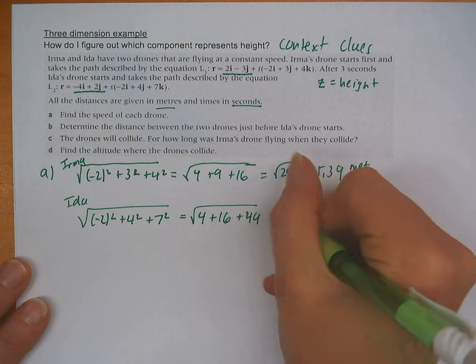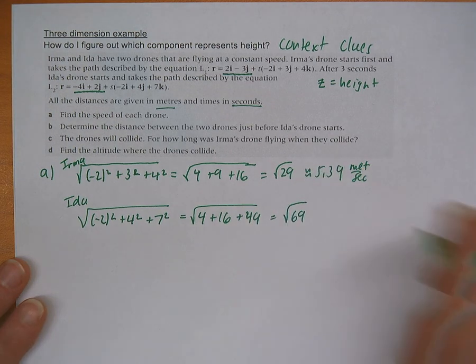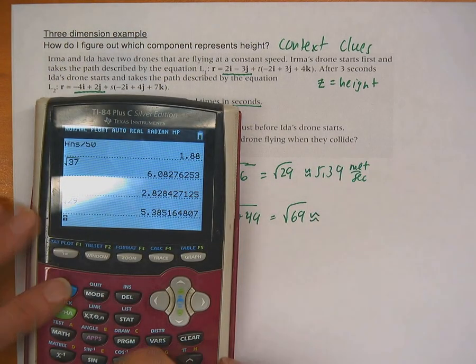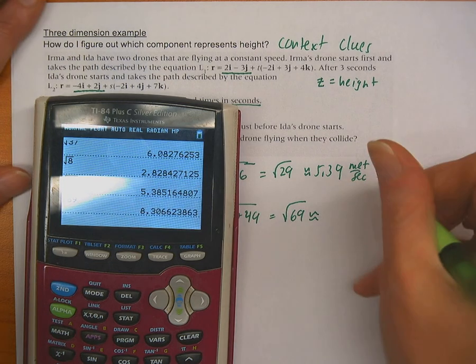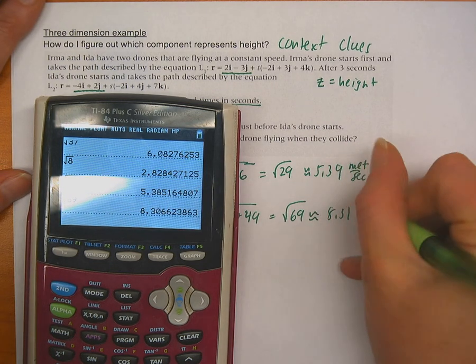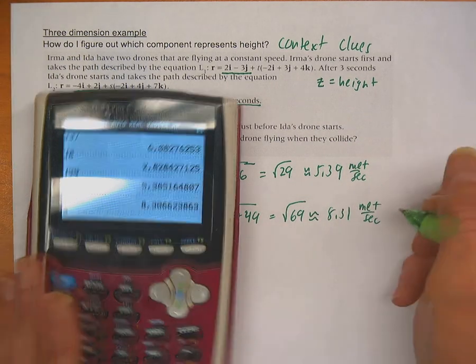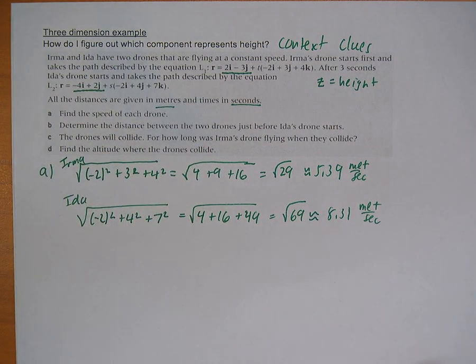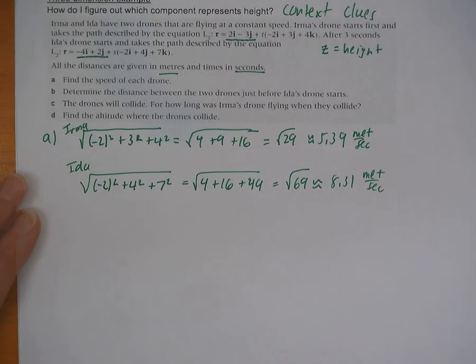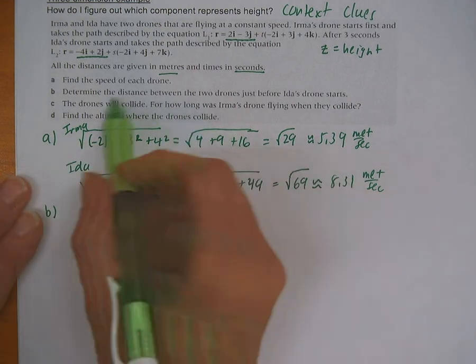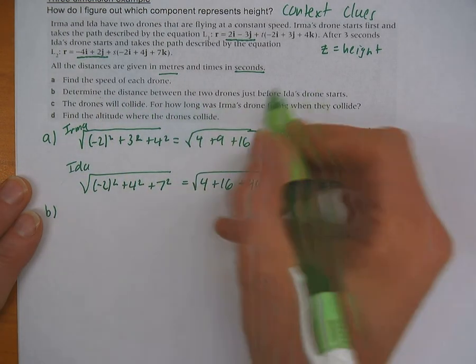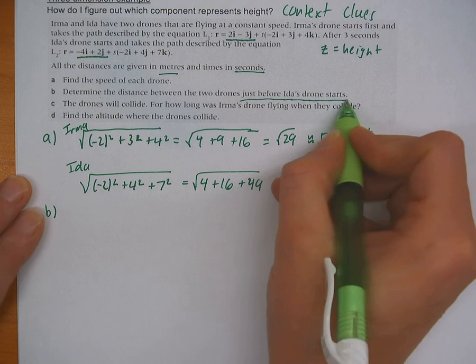So I'll get the square root of 69, I believe, yes, which is approximately 8.31 meters per second. So we can see that Ida's drone is going more quickly than Irma's drone. Part B, determine the distance between the two drones just before Ida's drone starts.